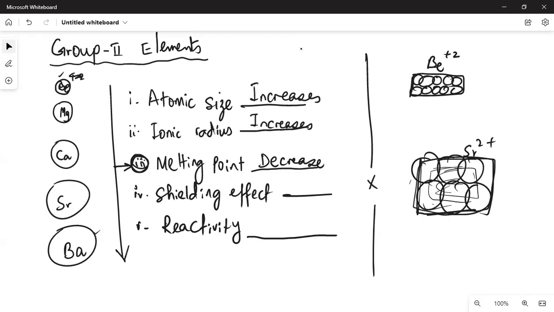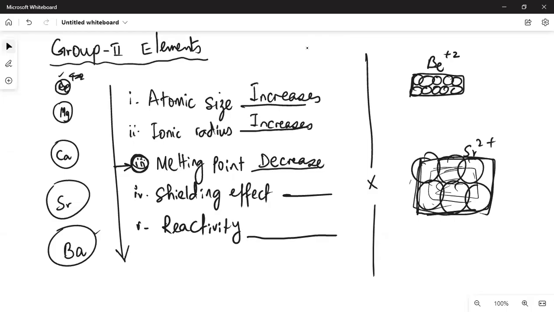ये MCQs में typically इनमें से examiner melting point पूछ रहा होता है, because sometimes students think it in their mind कि जी जितना नीचे जाएंगे metal बड़ी हो रही है size में, melting point ज़्यादा होगा. It's not like that.